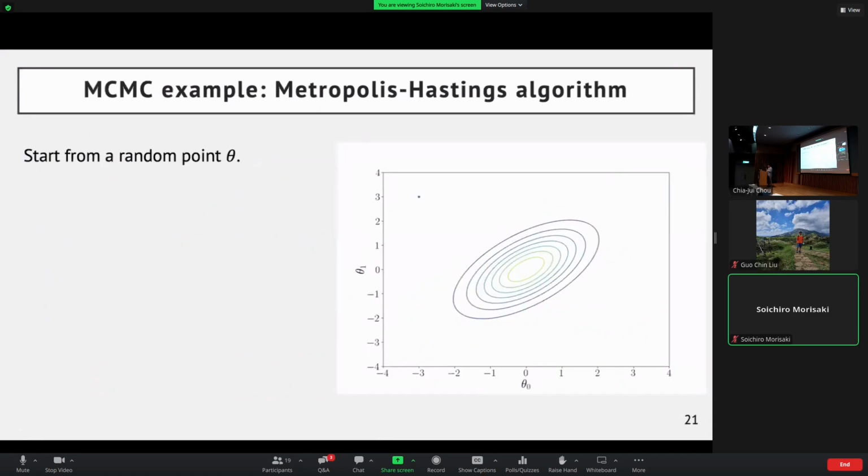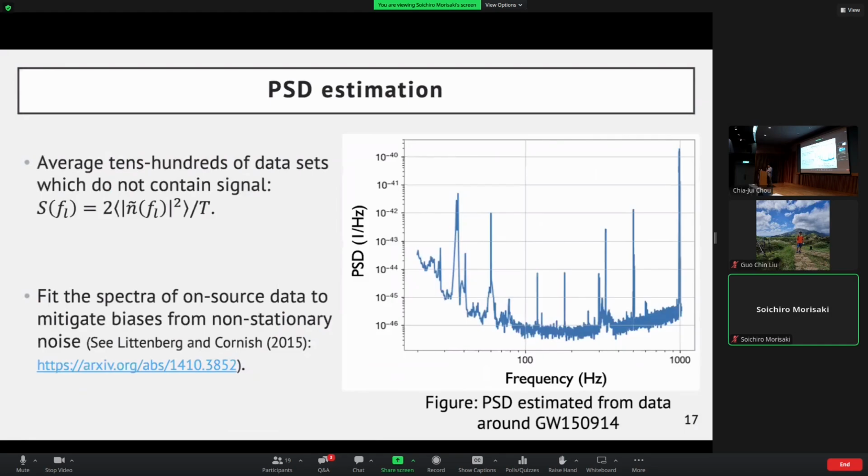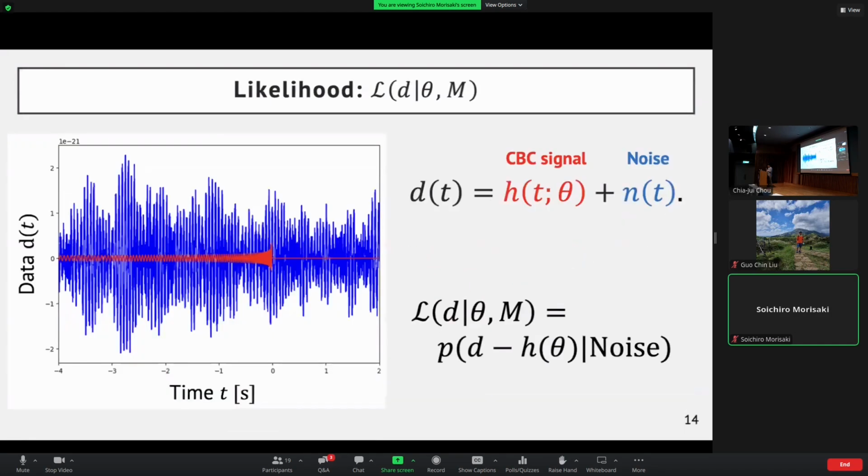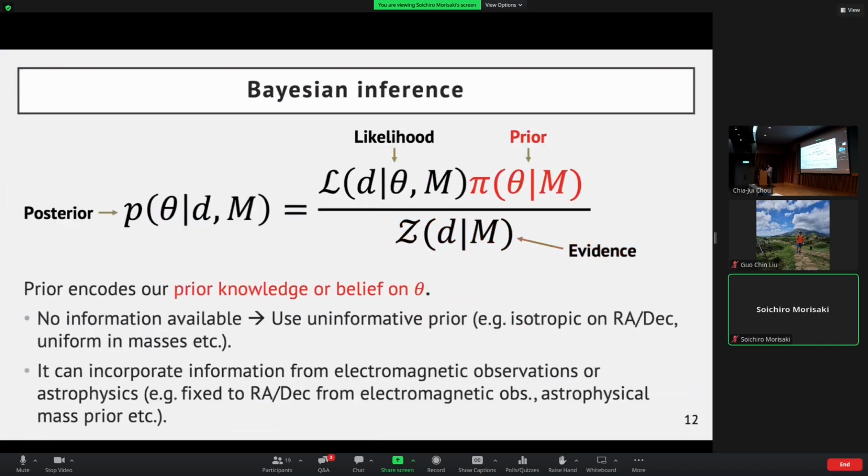Yeah, that's a good question. So in the standard CBC parameter estimation, we typically use uninformative priors. For example, we use a uniform distribution in masses, a uniform distribution in spin magnitude, and isotropic spin direction. So for such new events, we try to use as uninformative a prior as possible. Thank you.